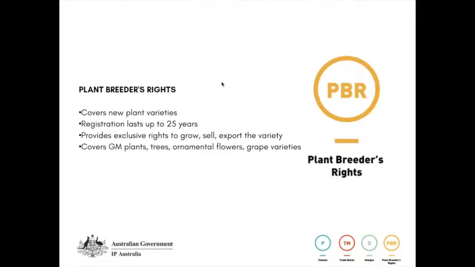It provides an exclusive right for you to grow, sell, and export that. So you have control over that plant variety, and you can make money through royalties or direct sales. And it covers a variety of GM plants, trees, flowers, fruit, grape varieties as well. So it's quite used, I suppose, in the wine industry as well.